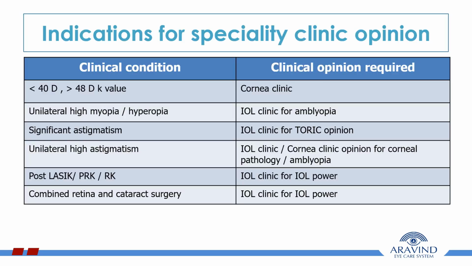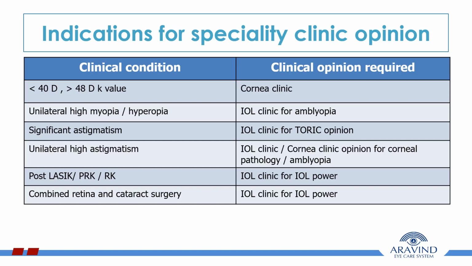Indications for specialty clinic opinion. Patients who have less than 40 diopter or more than 48 diopter K value will require cornea clinic opinion. Unilateral high myopia or hyperopia will require IOL clinic opinion for amblyopia. Significant astigmatism will require IOL clinic opinion for toric lens. Significant unilateral high astigmatism will require IOL clinic and cornea clinic opinion for corneal pathology or amblyopia.